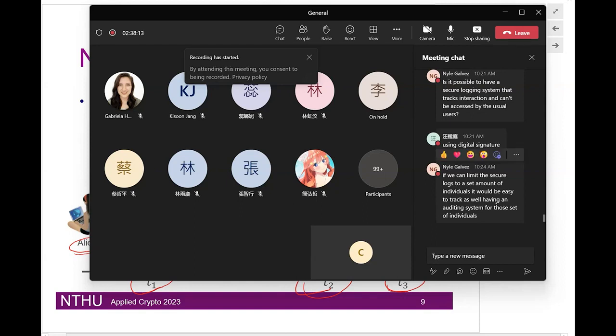If we can limit the secure logs to a set amount of individuals, it would be easy to track, as well as having an auditing system for those individuals. Well, the point is, why do we limit them? Because we might have a lot of users, and all those users want to have protection. So it is best that we don't really limit the system. We want to have non-repudiation against every user on the system.